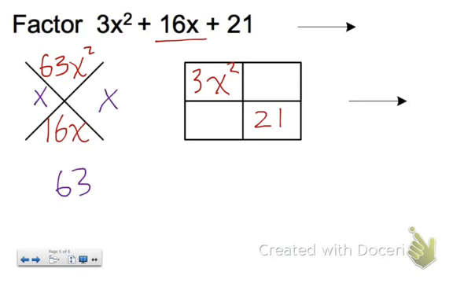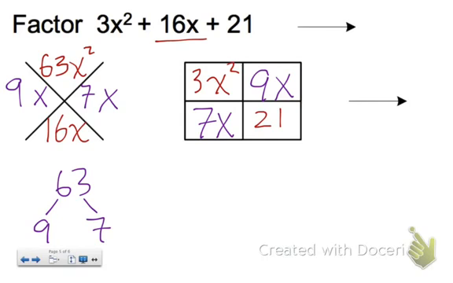So think about the factors of 63. The first one that comes to mind is not 21 and 3, but is 9 and 7. Well, let's try it. 9x and 7x. 9x times 7x is 63x squared. And 9x plus 7x is 16x. 9 plus 7 is 16. So then I write them over here.